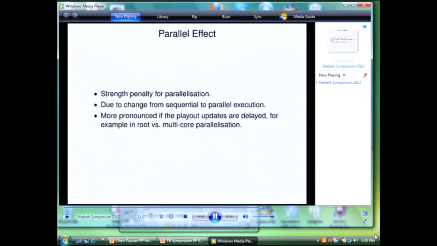This parallel effect is even more pronounced if the nodes are not working on the same tree, such as when using root parallelization. At this point, you hopefully have an idea of how MCTS and its parallelization works in theory. Let's have a look at an implementation.